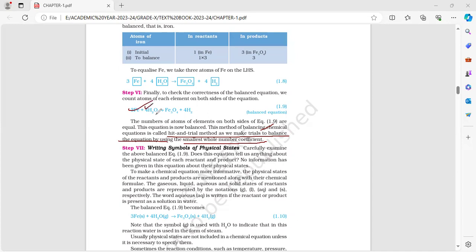So I took 4 as the coefficient. These are the smallest coefficients. Why? To make the chemical equation balanced. Okay, now we have written the balanced equation. You made the skeletal equation balanced.